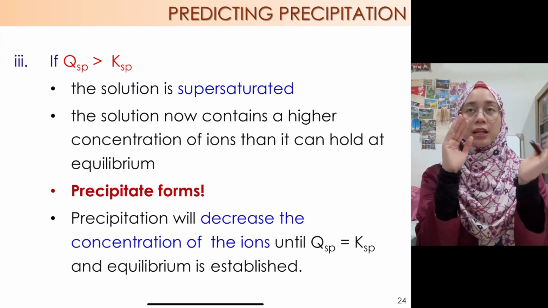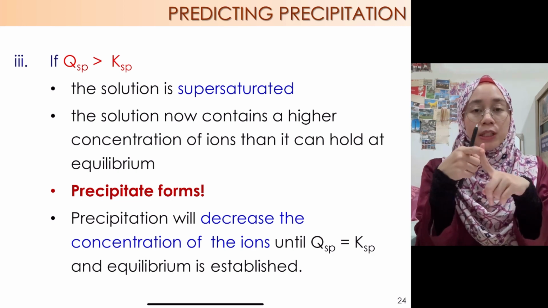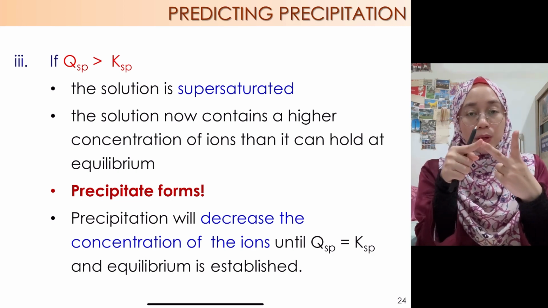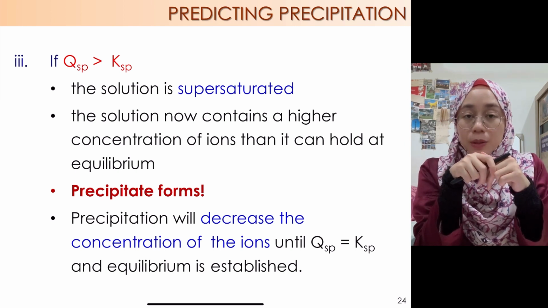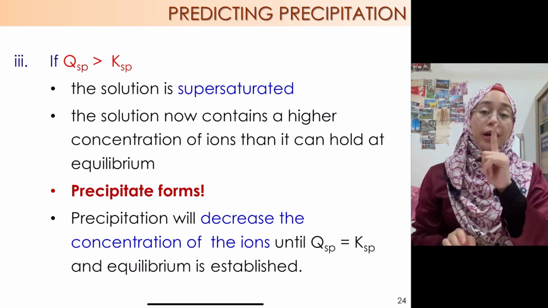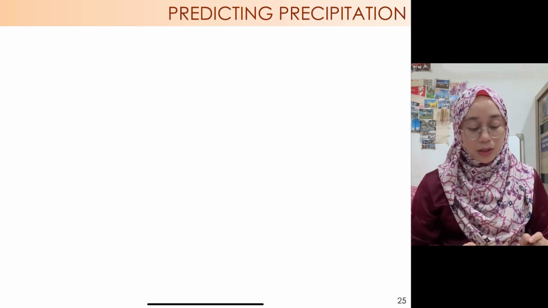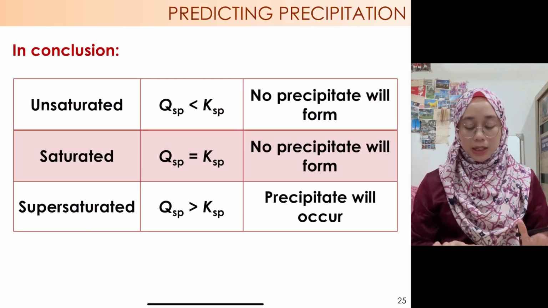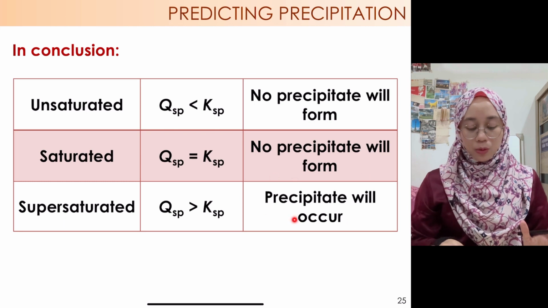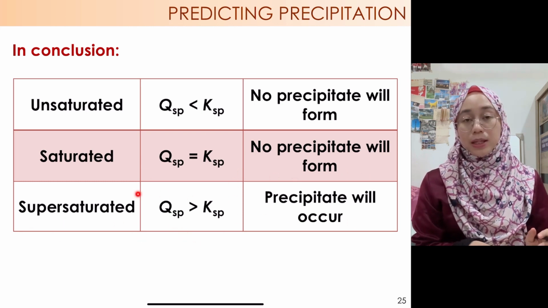Lebih kepada bila kita buat comparison QSP dengan KSP ni, kita nak tahu type of solution dia, saturated ke, unsaturated ataupun supersaturated, and then kita nak tahu adakah precipitate is formed. Antara tiga tu tadi, only one yang akan form precipitate bila QSP is larger than KSP. So in conclusion class, precipitation kita cuma akan nampak akan berlaku if QSP is larger than KSP and we call it as supersaturated.